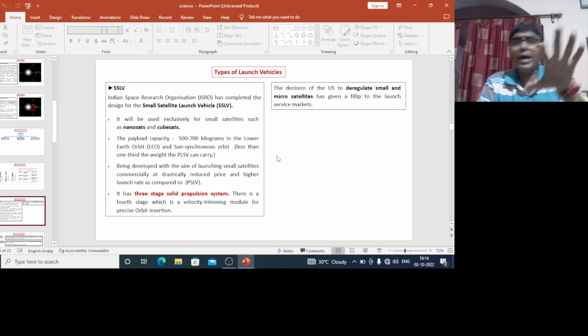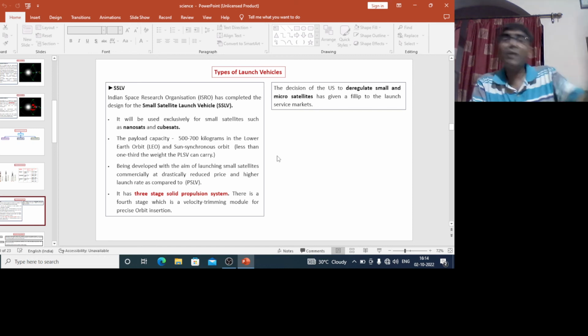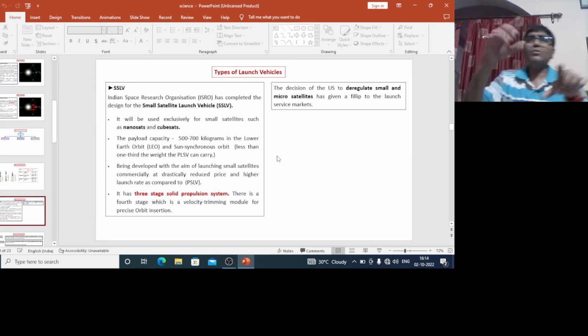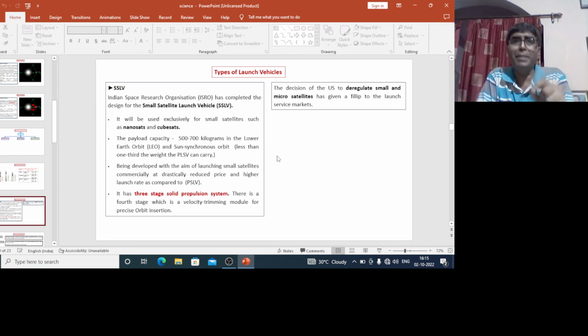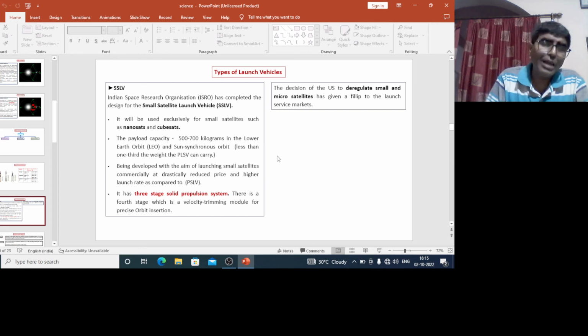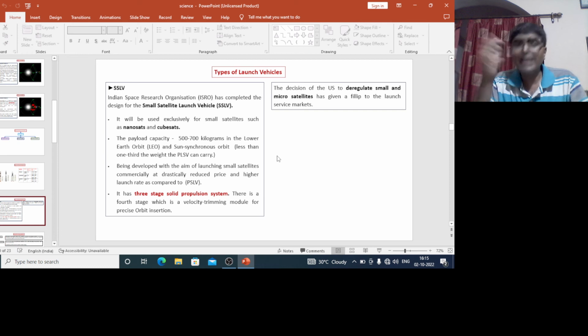SSLV, this is also another topic which I have told, that is Small Satellite Launch Vehicle, and it is a very important current topic. Recently we failed in this mission, because there was a technical glitch in the velocity trimming module. The small satellite launch vehicle should have gone into a circular orbit, but it ended up in an elliptical one.